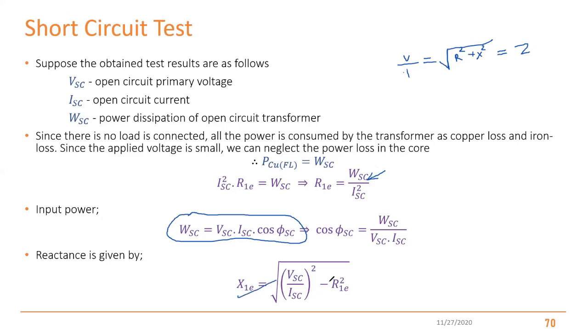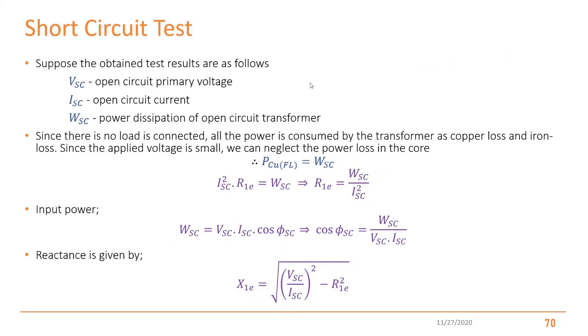So this is the impedance, and this is the resistance. From this equation you can obtain the total reactance referred to the primary. So that is how you conduct the tests and how we can calculate the parameters.